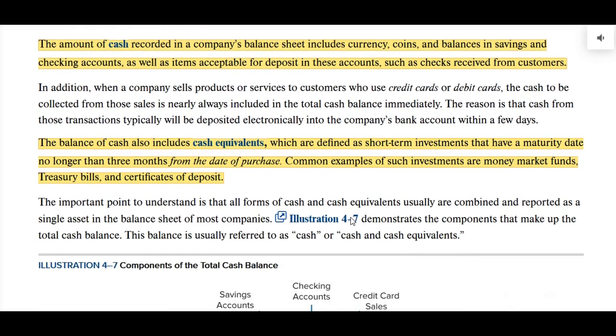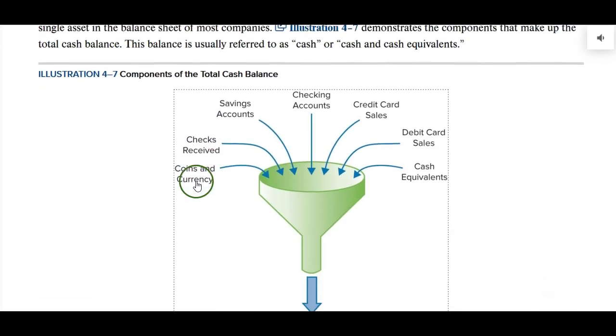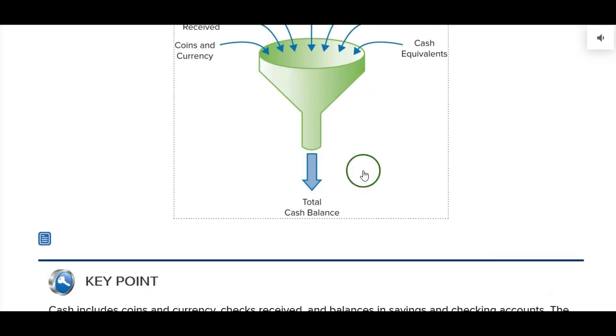Also, cash includes something called cash equivalents. These are short-term investments that have a maturity date no longer than 3 months from the date of purchase. Examples: money market funds, treasury bills, and certificates of deposit. So if you see the term cash and cash equivalents, this is what's going into that account. So all these items, and if you had them, CDs and money markets and so forth. So that is your total cash balance.